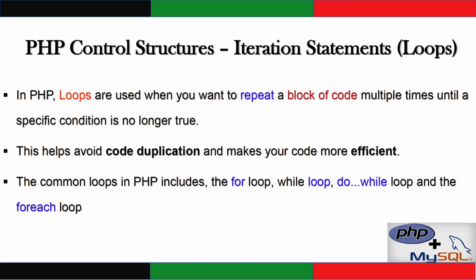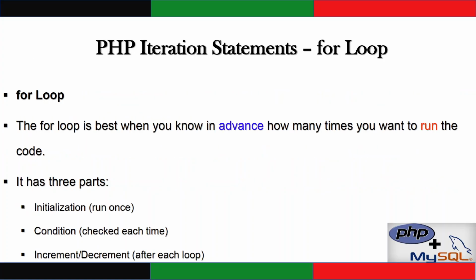Some of the loops that we have in PHP include the for loop, the while loop, and the do while loop. Those are the three common ones. And there is what we call a for each loop also, which we're going to look at later, especially when we start touching arrays. So let's start with the for loop first.